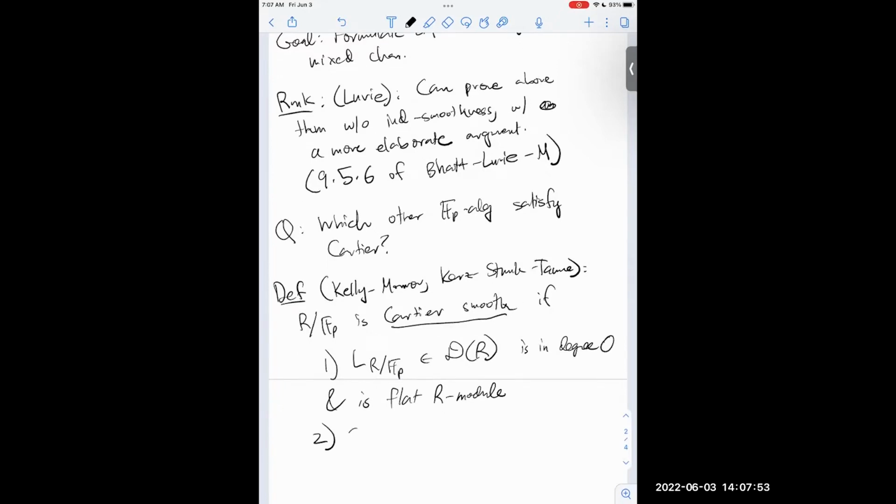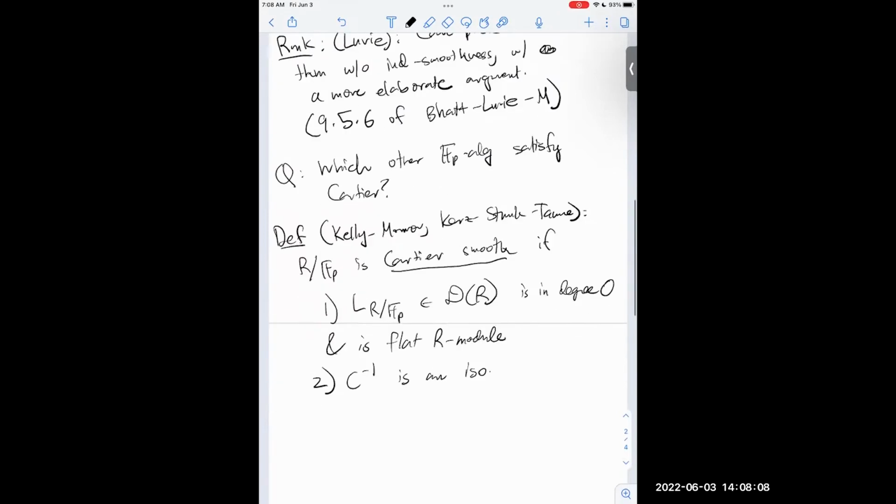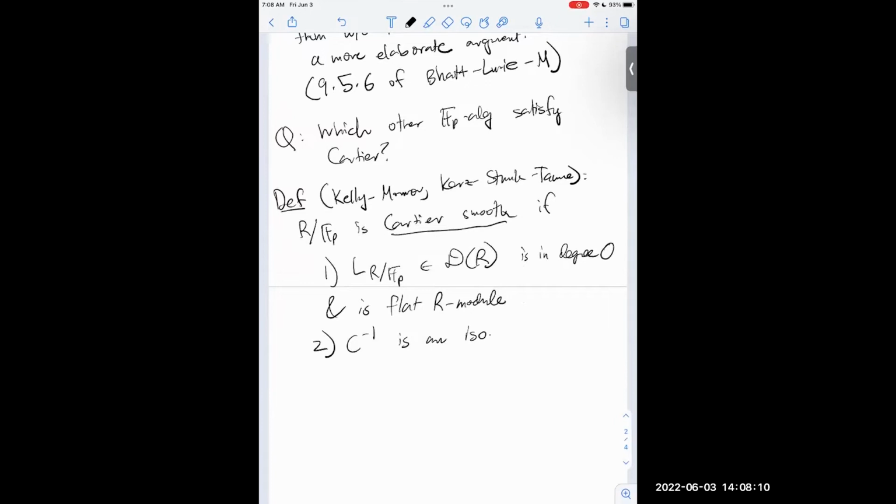And second is that the map C inverse, which again is defined for every FP algebra, is an isomorphism. So they make this notion of Cartier smoothness. So what are some examples of this notion? Well, first of all, any regular Noetherian FP algebra.